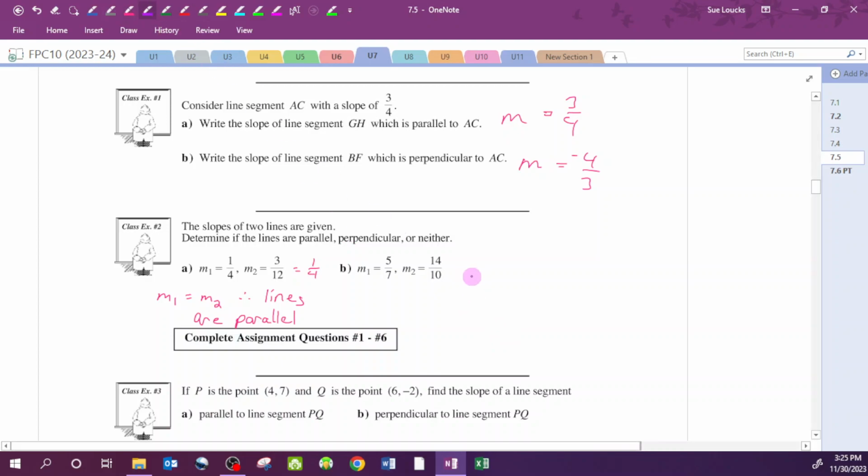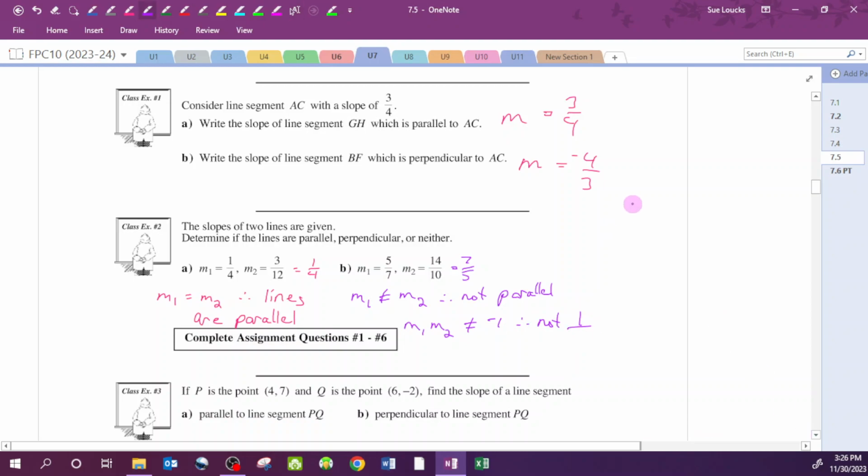Okay. So for this one, that's 5 over 7. We can't reduce that. That's 7 over 10. We can reduce that to 7 over 5. Those are reciprocals, but they're not negative reciprocals. So these are neither, okay? So the way we're going to write this is that we can do it symbolically. We can say M1 is not equal to M2, therefore not parallel. And then we can say that M1 times M2 is not equal to -1, therefore not perpendicular.